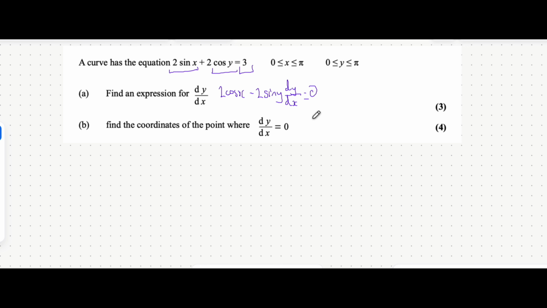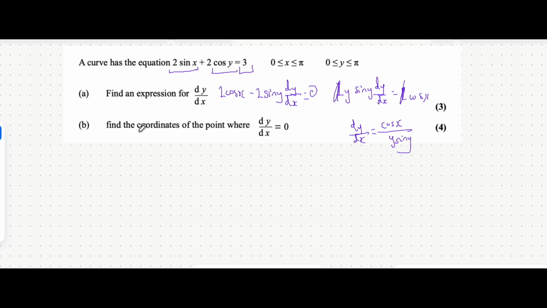From there, all you do is you make dy dx a subject. So we're going to start by adding 2 sine y dy dx to both sides. So we get 2 sine y dy by dx is equal to 2 cos x. You can then cancel out the 2's. You can make dy dx a subject by dividing both sides by sine y. So we get dy by dx would be equal to cos x all over sine y. And that's it. That's your final answer to this question.